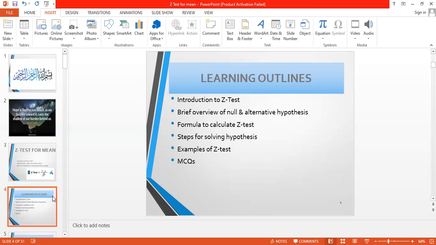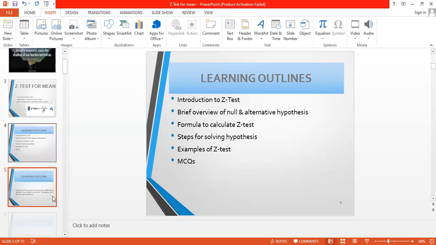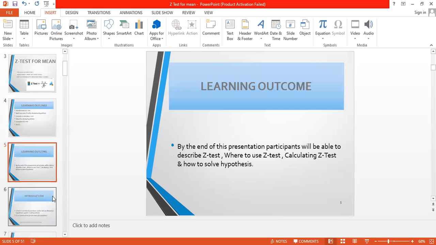formula to calculate Z-test, steps for solving a hypothesis of Z-test, examples of Z-test, and an MCQ session at the end. By the end of this presentation, participants will be able to describe Z-test, where to use Z-test, and how we calculate and implement the Z-test.